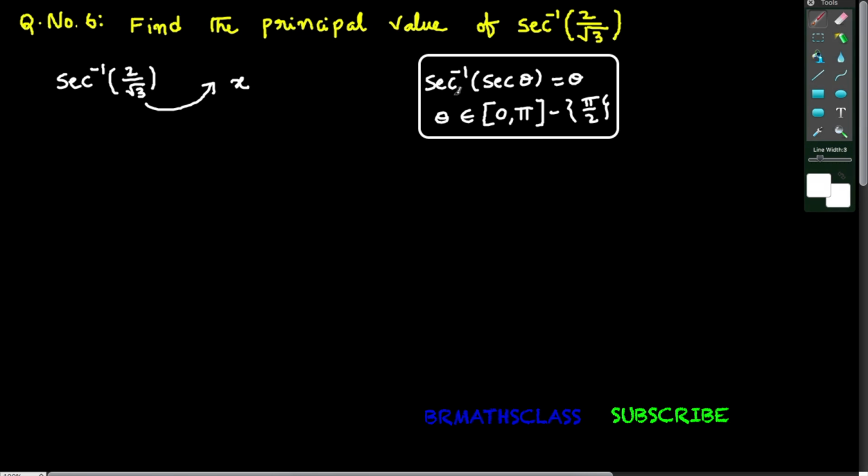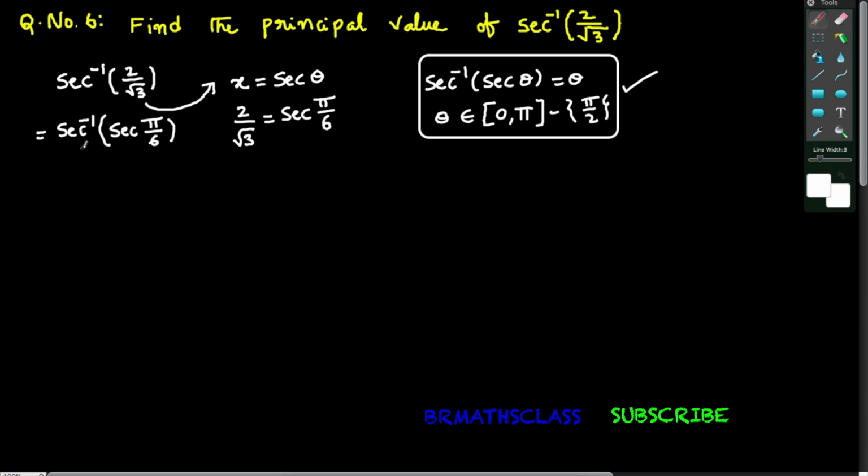So I want to use this formula to find the principal value of secant inverse of 2 by root 3. If I write this x in the form of secant theta, then this problem comes in the form of secant inverse of secant theta, so that I can use this formula. So I want to write this 2 by root 3 in the form of secant theta. Secant 30 degrees value is 2 by root 3. So here, secant inverse of, in place of 2 by root 3, you write secant pi by 6.